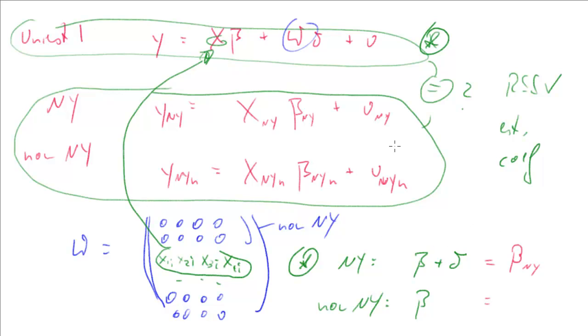If the two strategies are the same, then we should expect the sum of these coefficients to be the same as this one, and we should expect this coefficient here to be the same as this, because in this asterisk strategy, for the non-New York observations, this term falls away, and the only relevant coefficient is the beta. So that should be the same as beta not New York. So let's try and verify this.